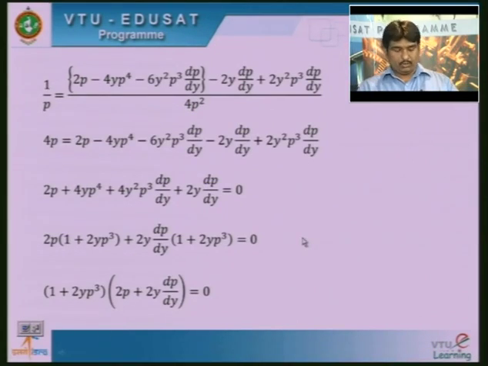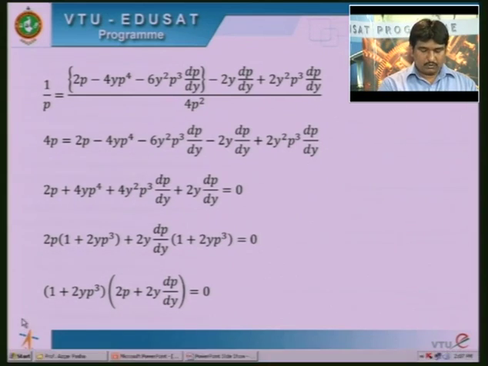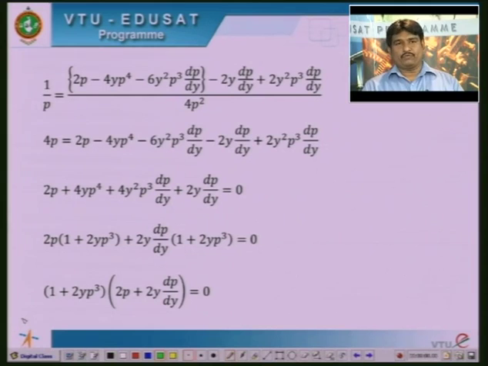To get 1 by p equals 2p minus 4y into p to the power of 4 minus 6y square p cube into dp by dy minus 2y into dp by dy plus 2y square p cube into dp by dy, divided by 4p square. Multiply throughout by 4p square to get this. 4p equals 2p minus 4y p to the power of 4 minus 6y square p cube dp by dy minus 2y into dp by dy plus 2y square p cube equals dp by dy. Simplify this.